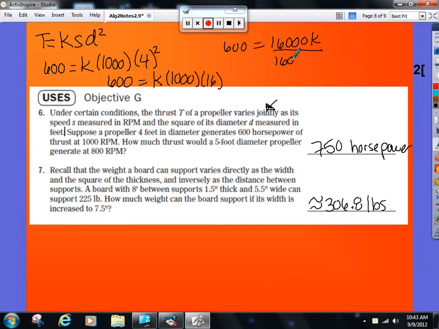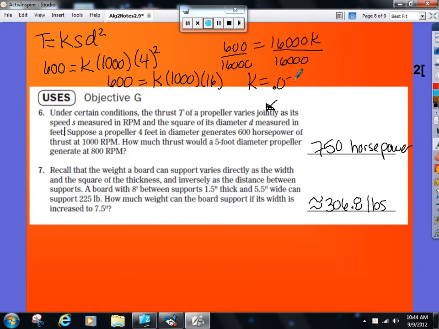Divide both sides by 16,000. We're going to get a little number. Looking for a K value. Divide by 16,000. 0.0375.